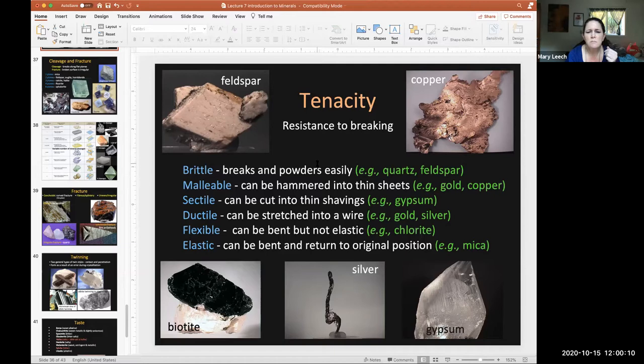Feldspar and quartz are brittle, so they break or they powder easily. They're not flexible. Some things can be cut into thin shavings, or they can be bent or stretched into a wire, like silver. Those don't apply to a lot of ours. Gypsum, I suppose, is a sectile mineral, but I'm not going to have you destroy your specimens.